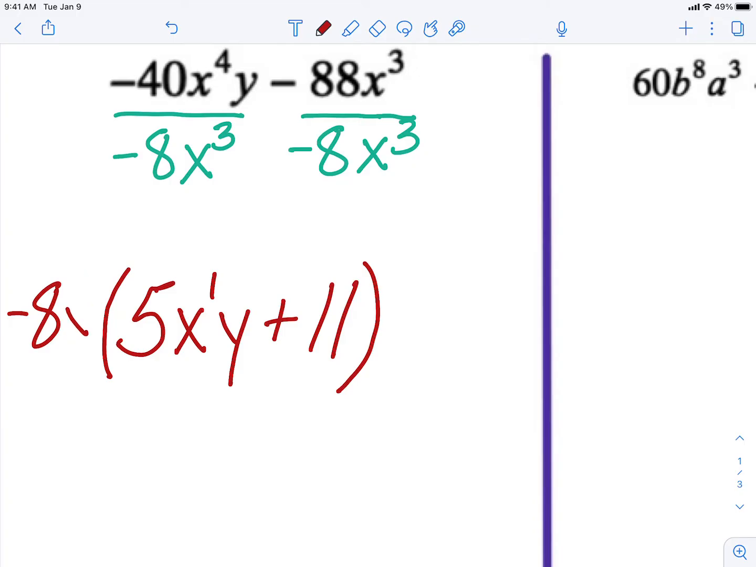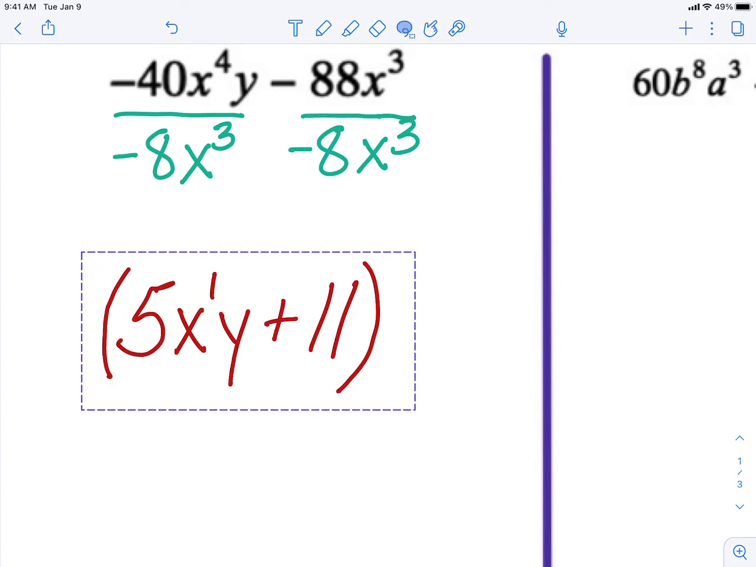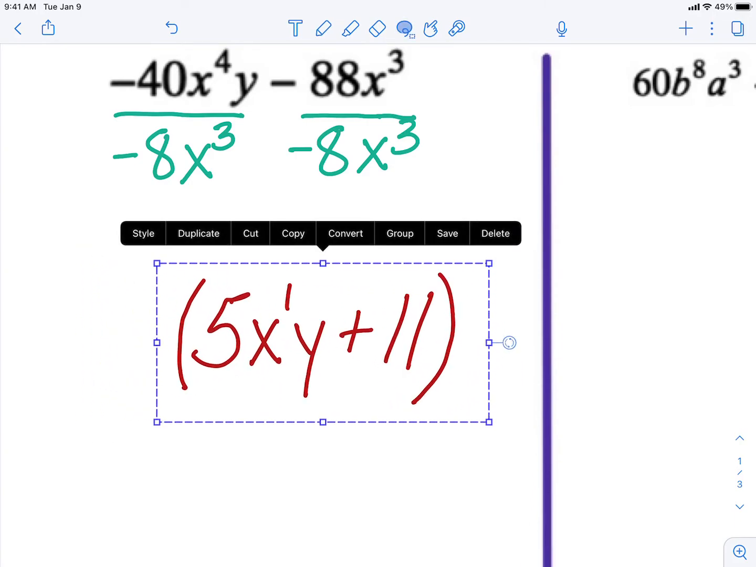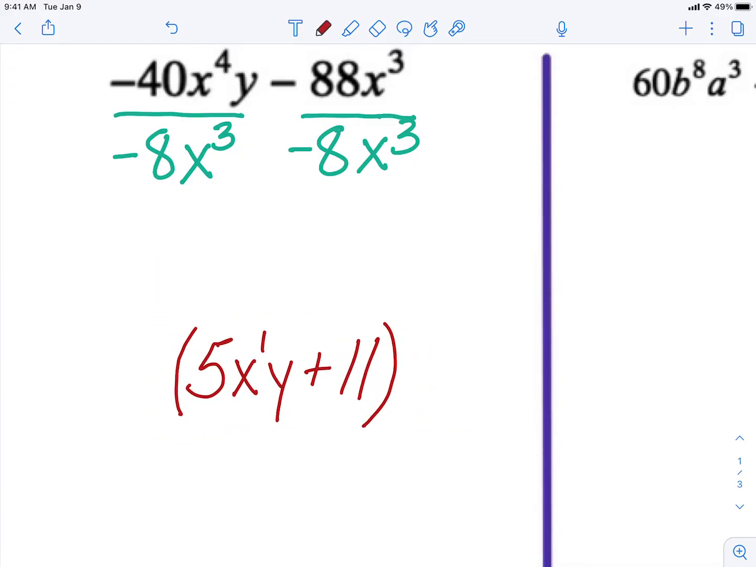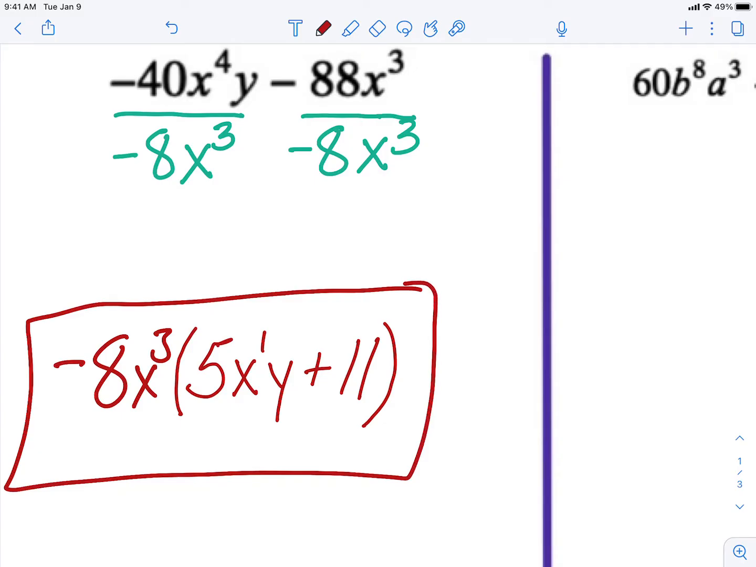And actually that looks a little weird. So what I'm going to do is this. I'm going to move this over, and I'm going to make this a little smaller. And I'm going to write here negative 8x, negative 8x to the third. And that, kiddos, is my factor.